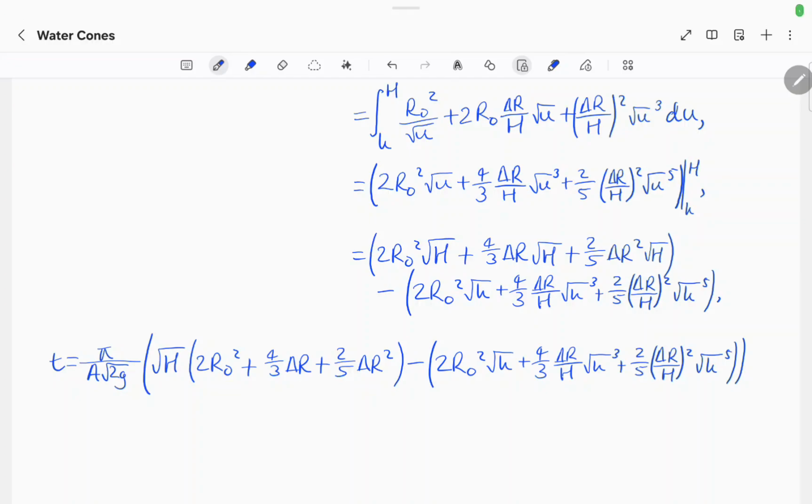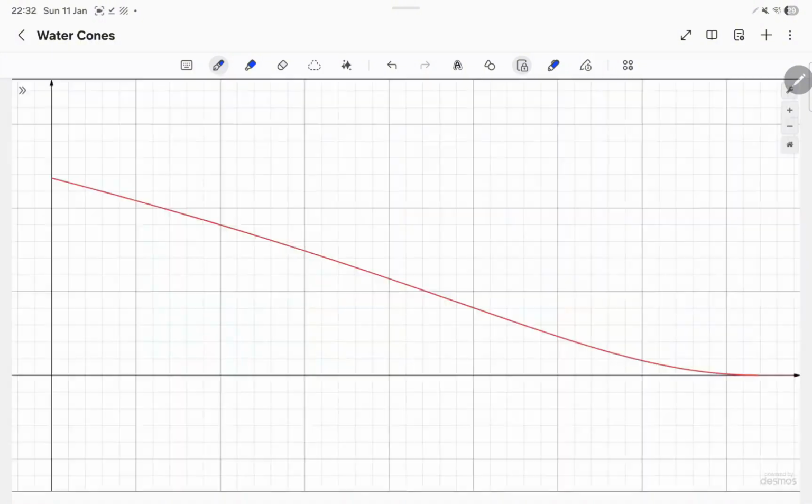From here, we can simply expand the numerator, then integrate, and then we can substitute the limits little h and big H, and then we can equate this to the left-hand side. We can then divide across by root 2g all over pi, and also collect up the root h terms to get this final result. And this result should model how water flows out of a frustum.